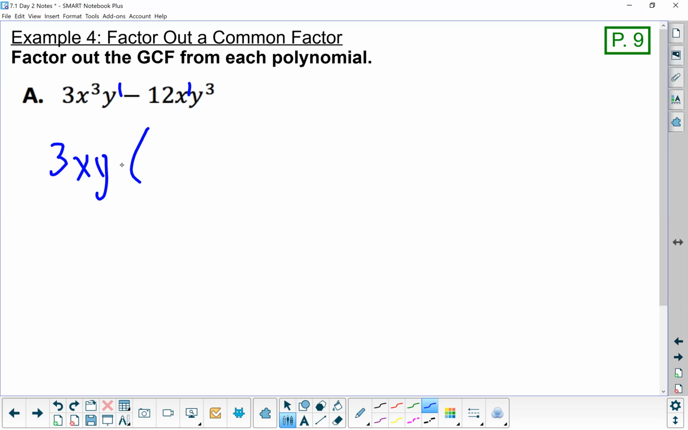3 divided by 3, 1. I had x cubed. I factored out one of the x's. How many x's do I have left? Had 3, factored one out. I have 2 left. I had a y, but I factored it out so there won't be a y in the parentheses in that term. 12 divided by 3.